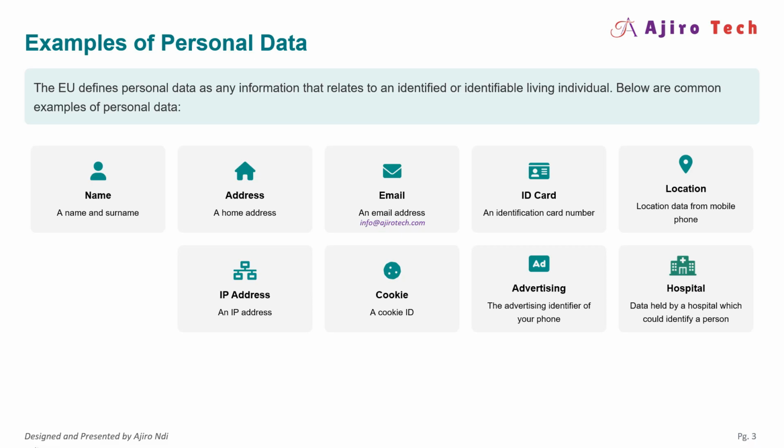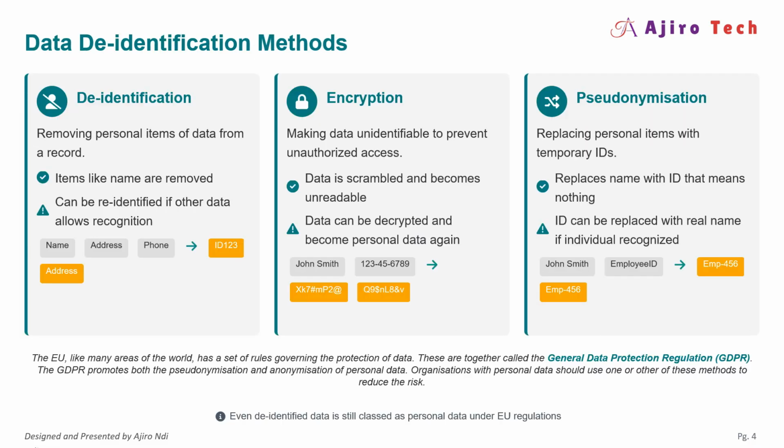And then we have the advertising identifier of your phone. That can also be used. And then we have hospital data. So data held by a hospital or even a doctor that can uniquely identify a person is seen as personal data. Does this make sense? Okay.